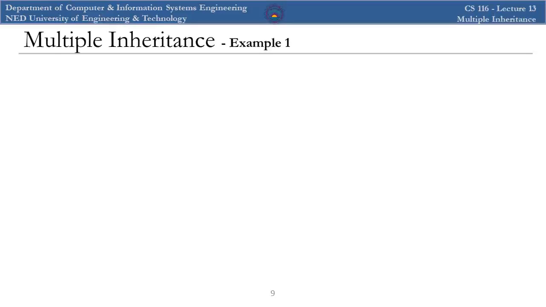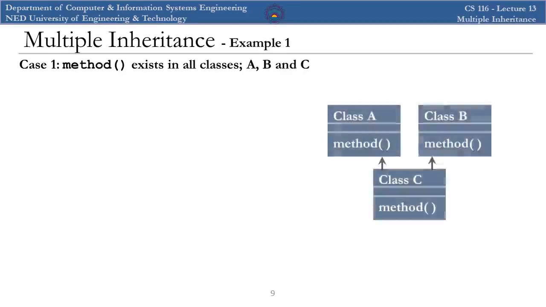Now, in order to understand this, or in order to test this, we'll consider different cases. The first case that I am considering is this: there is a method, whatever its name is, here I'm taking it as method, and it exists in all the three classes A, B, C. So this is the scenario. This method exists in class A, in class B, and class C. So the name of that method is same.